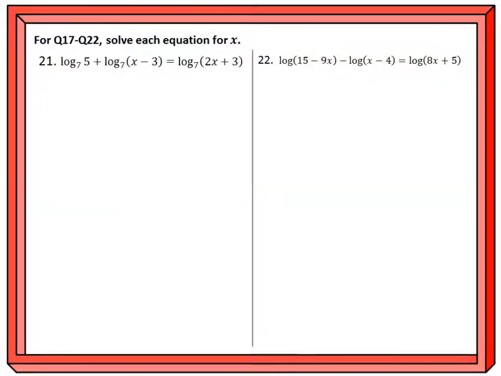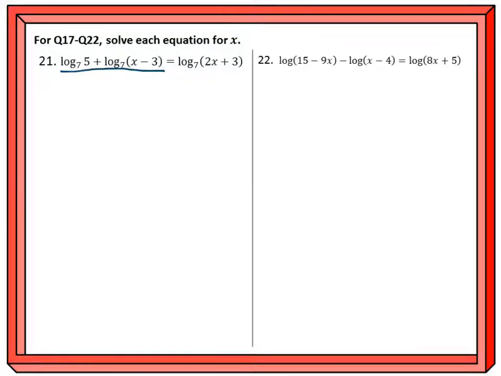Alright, last two logarithmic equations to solve. 21, we've got log base 7 of 5 plus the log base 7 of x minus 3 is equal to log base 7 of 2x plus 3. On the left-hand side, we need to condense this down so that we can get a log on each side, just a single log.